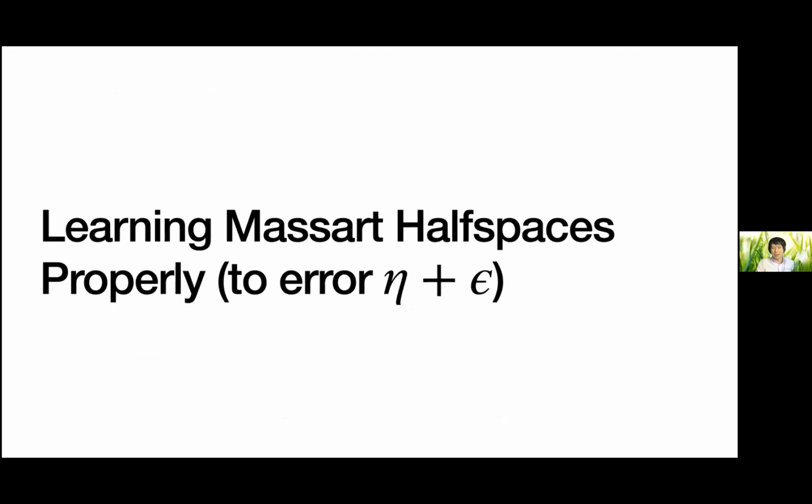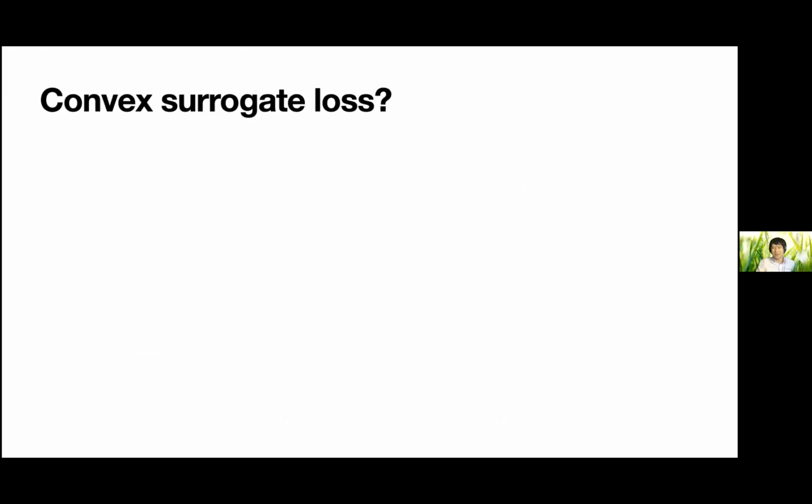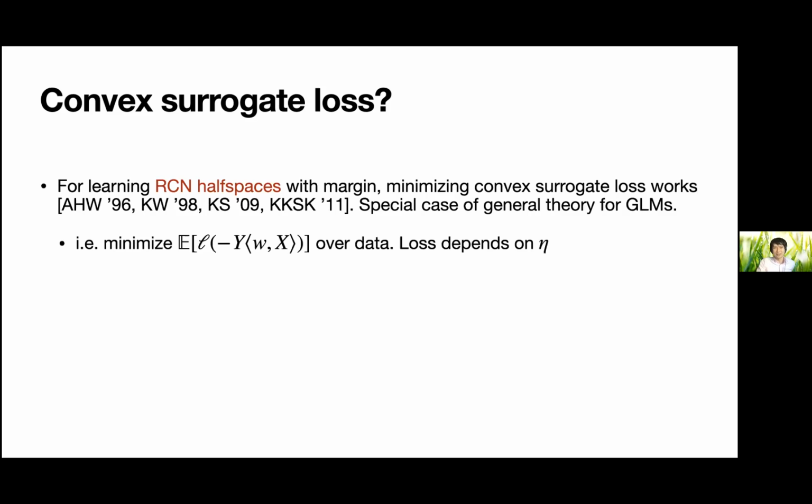And the part I'm going to go into the most detail on is learning half spaces properly. First of all, I should explain why the natural approach, or the most common approach, which is basically to come up with some kind of convex surrogate loss, actually does not work in this model. This is important to contrast with the case of the RCN half space, because you would think, oh, we know how to do RCN half spaces. Maybe the same algorithm for random classification noise should just work for Massart.